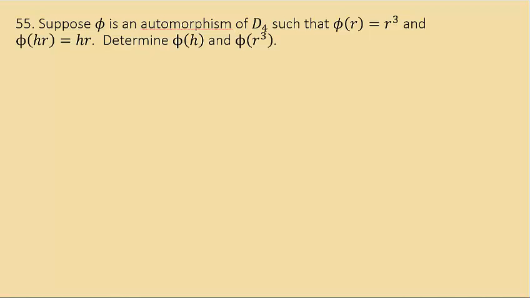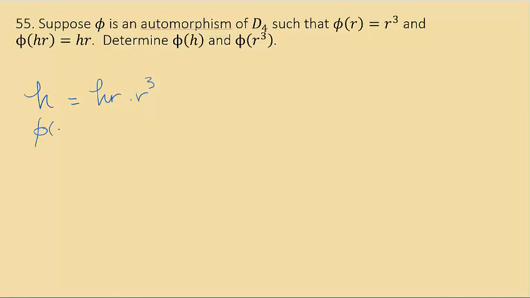Problem 55, phi is an automorphism of D4. And we know that phi sends r to r cubed, and hr it fixes. So we want to determine phi of h and phi of r cubed. One way you could do this is to write out all the automorphisms of D4 and see which one it is. But there's really a much easier way. We want phi of h. So if we notice that h, let's try to write it in terms of r and hr. Well, it's hr times r cubed.